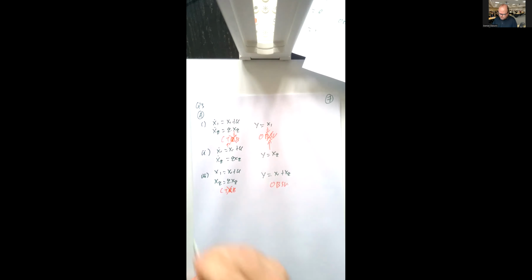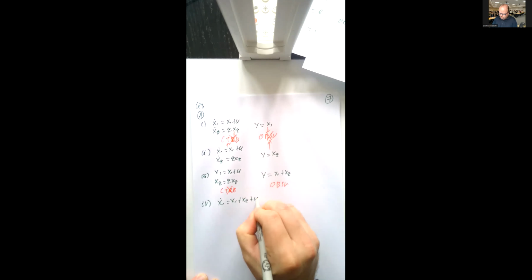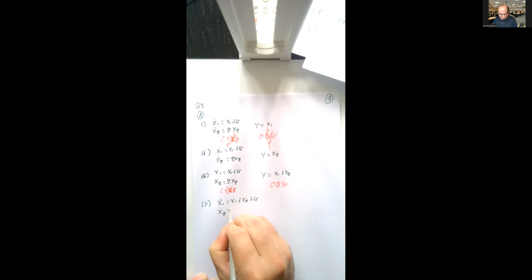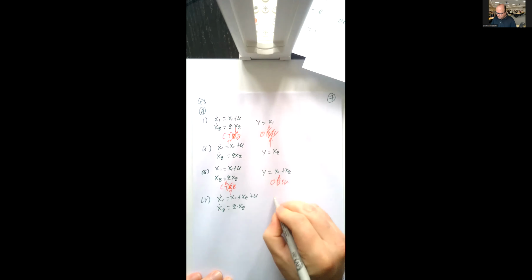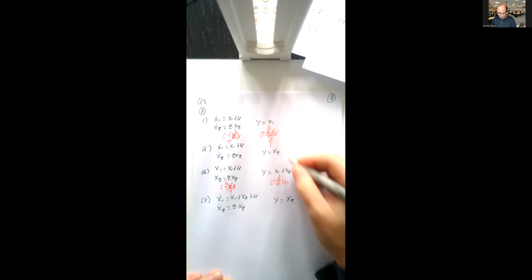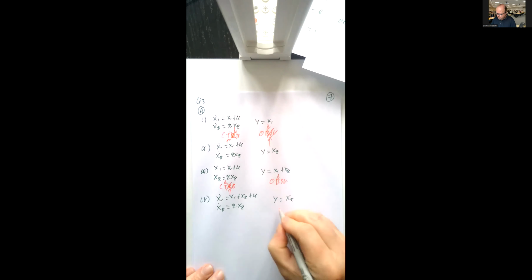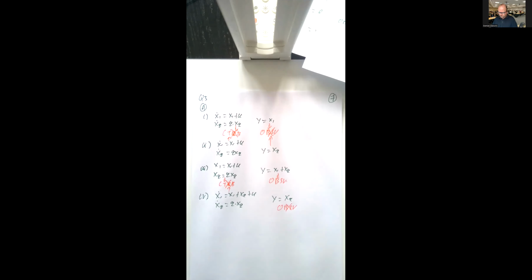Going now to the fourth system, we have x1 dot equals x1 plus x2 plus u, but the second ODE remains the same. So the system again will not be controllable. The output equation is again y equals x2, exactly the same as before, so this system is not observable. Then we go to the fifth and last system. I think it is the last one. Yep.